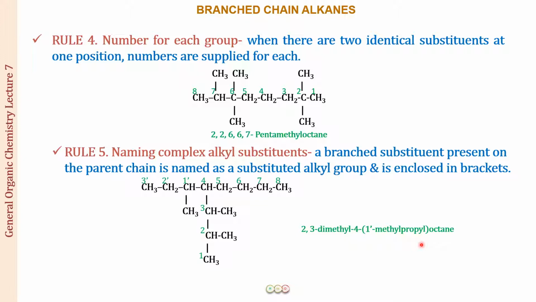Okay, so I hope you understand how we are going to name the complex alkyl substituents. You will be naming them just as the alkyl group in accordance with the nomenclature, and then you will be putting the whole thing in the bracket. So this becomes 2,3 dimethyl 4 (1 dash methyl propyl) octane. I hope this is clear perfectly well. Good enough.